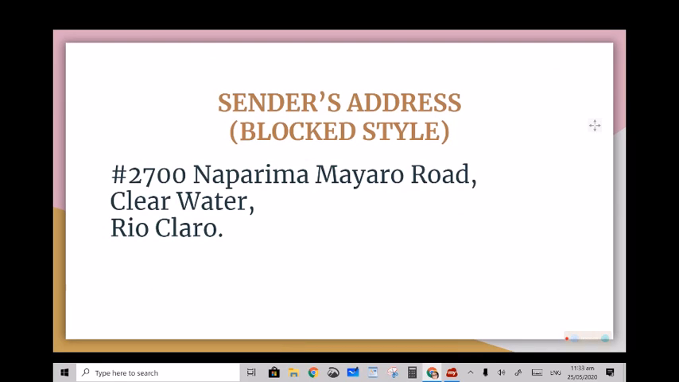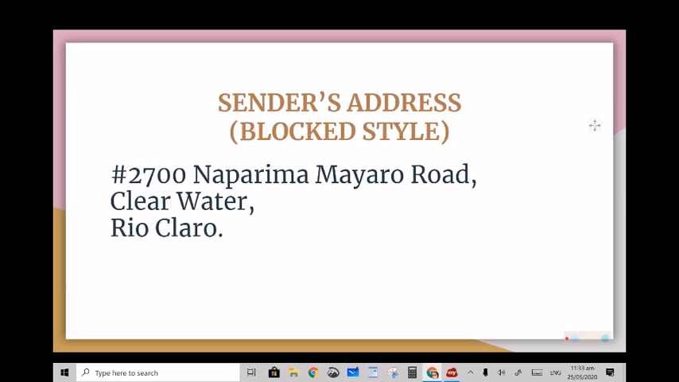Now, the first aspect of the formal letter of complaint is the sender's address. This letter is based on the block style. If you use the indented style, it is not a problem. It should not affect your marking or your presentation to your teacher or your tutor. You can choose whichever style you would like. However, this presentation is based on the block style. It means that everything is done against the left margin of your page.